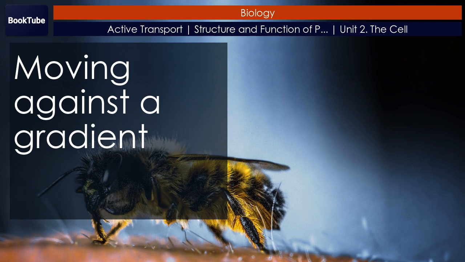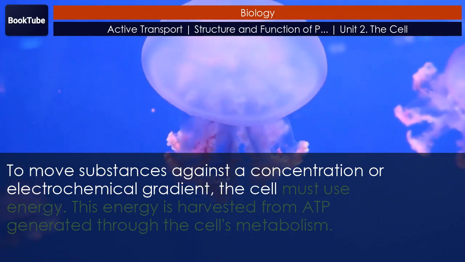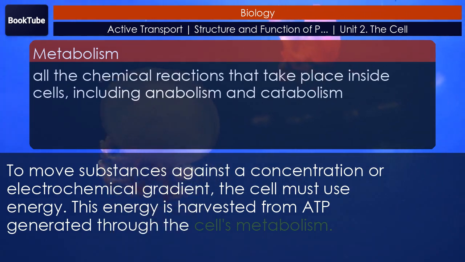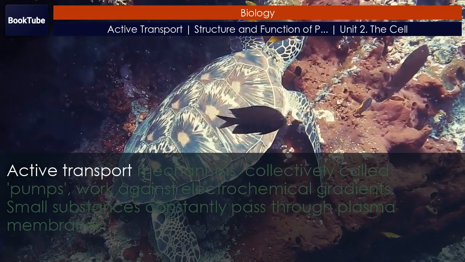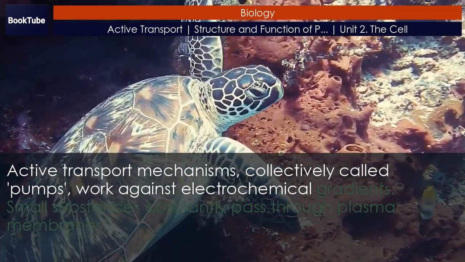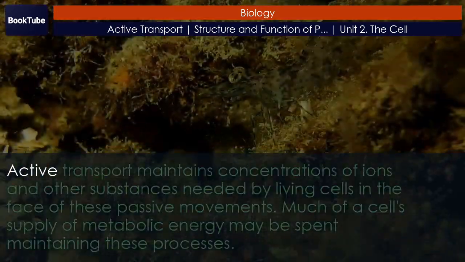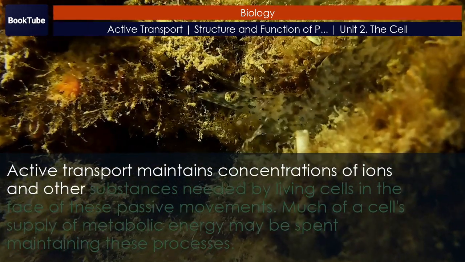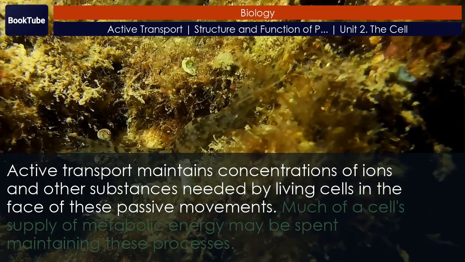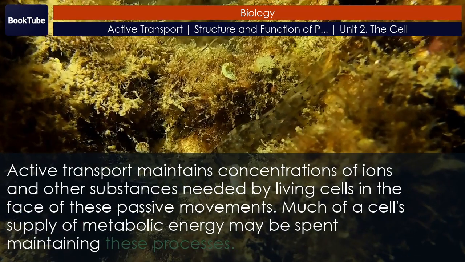Moving against a gradient. To move substances against a concentration or electrochemical gradient, the cell must use energy. This energy is harvested from ATP generated through the cell's metabolism. Active transport mechanisms, collectively called pumps, work against electrochemical gradients. Small substances constantly pass through plasma membranes. Active transport maintains concentrations of ions and other substances needed by living cells in the face of these passive movements. Much of a cell's supply of metabolic energy may be spent maintaining these processes.